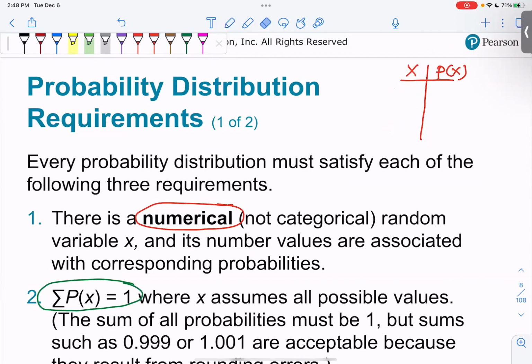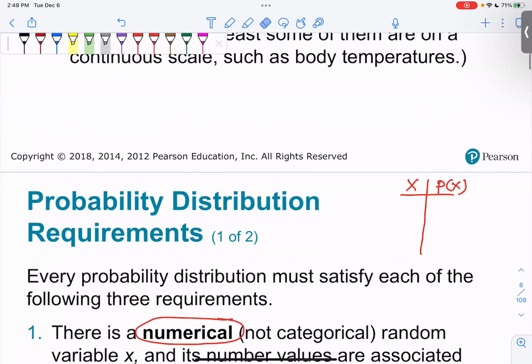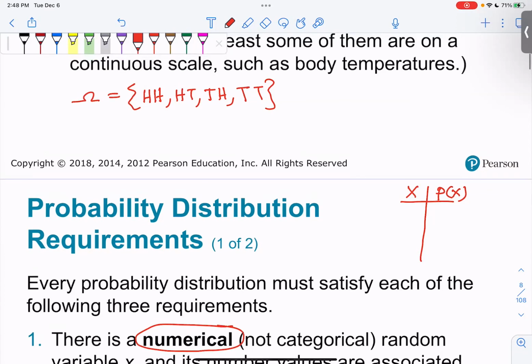Do you remember the example for two coins? What are all the outcomes if we flip two coins? We have head, head; head, tail; tail, head; and tail, tail. So those are all the outcomes. This is the sample space for this experiment, right? I don't know if you missed that or not.